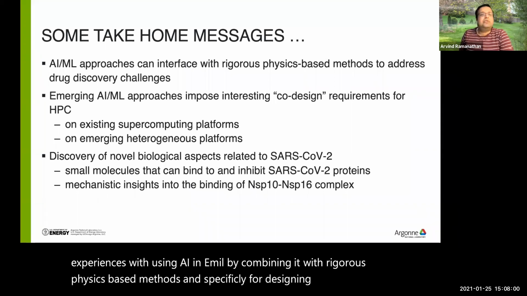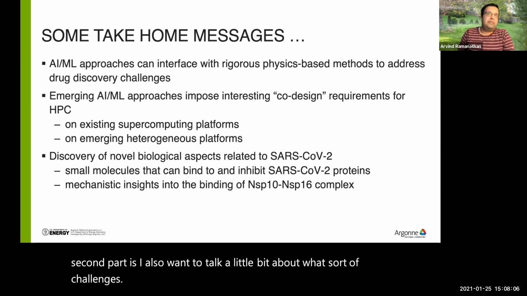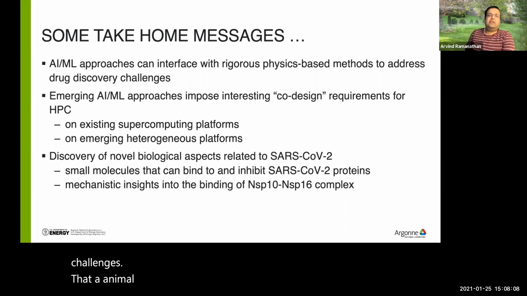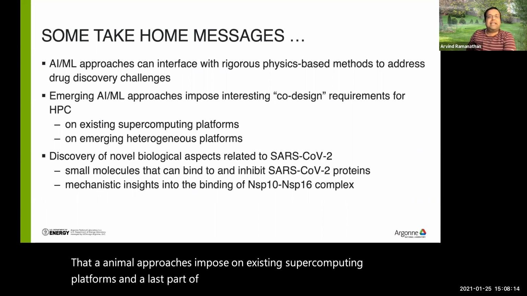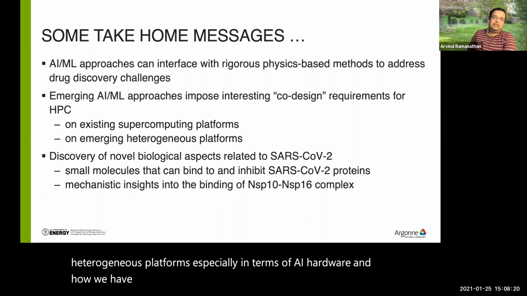The second part is I also want to talk a little bit about what sort of challenges that AI and ML approaches impose on existing supercomputing platforms. And a last part of it where I'll talk about emerging heterogeneous platforms, especially in terms of AI hardware, and how we have been thinking of coupling them with MD simulations and so on.